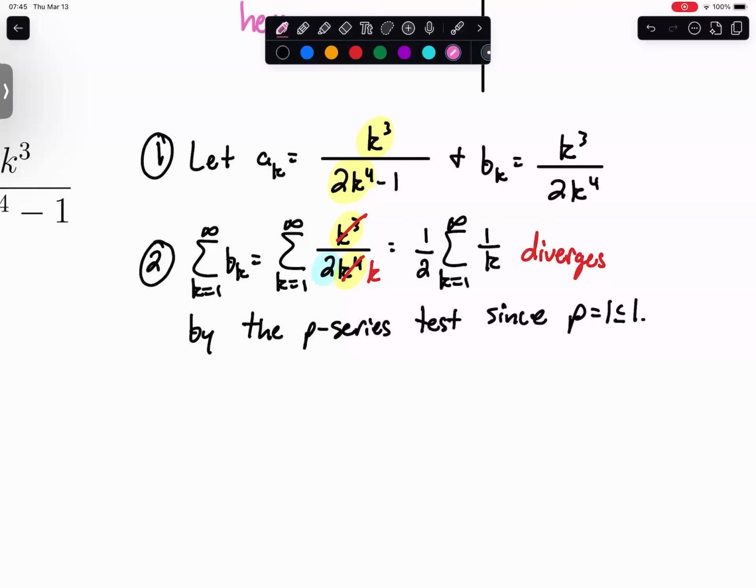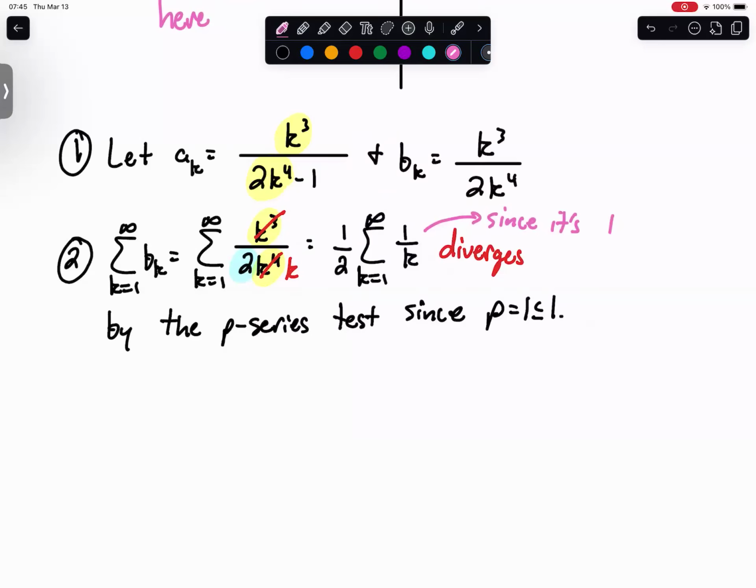One comment in terms of your justification for divergence. Recall from the previous section that this is the harmonic series. Because it's the harmonic series, a well-known divergent series, if you would just say it diverges since it's the harmonic series, that would also count as justification. So if you just wrote that as your justification for this particular series overall, that would work as well.